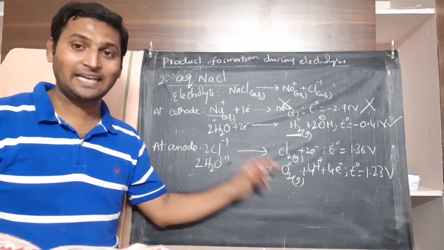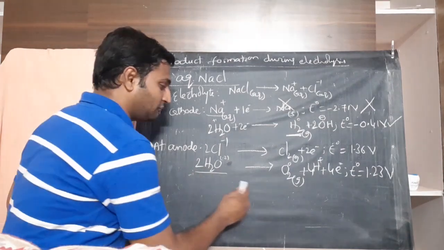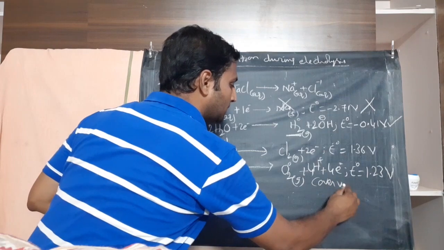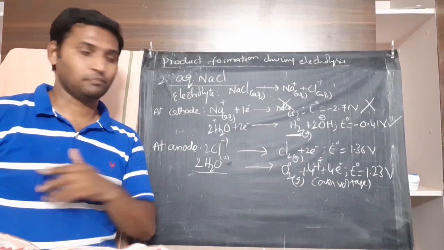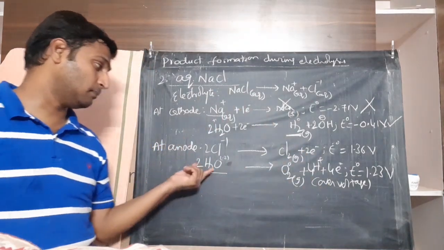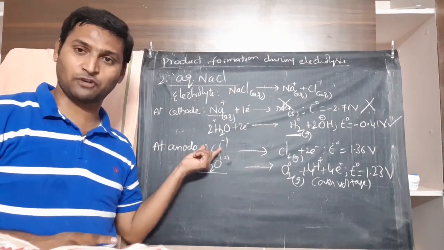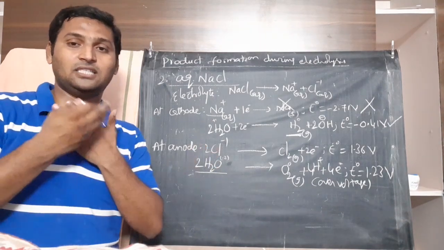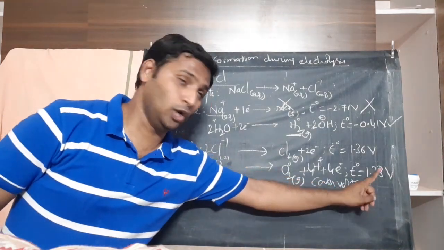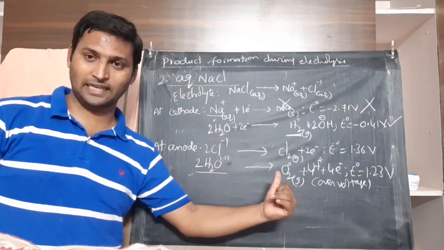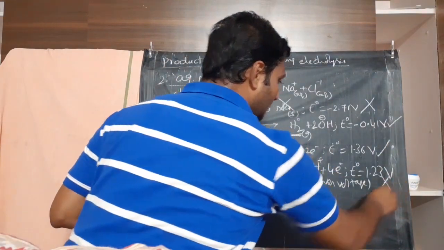But in this case, please understand, water suffers overvoltage. Because of overvoltage, the process of oxidation of water is kinetically slow compared to oxidation of chloride ions. So, preferential discharge theory doesn't work here. Though, according to preferential discharge theory, having lower potential, water had to undergo oxidation. Instead, chloride ions undergo oxidation. So, this happens, this does not happen.